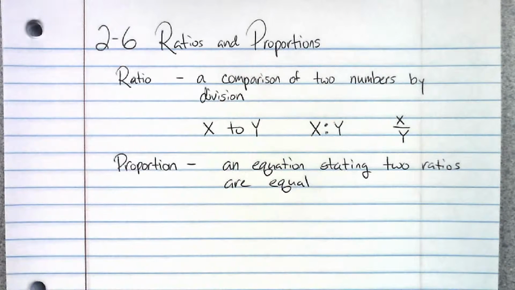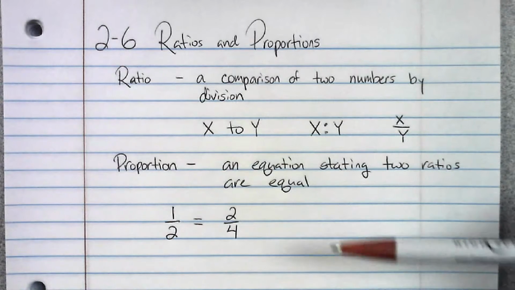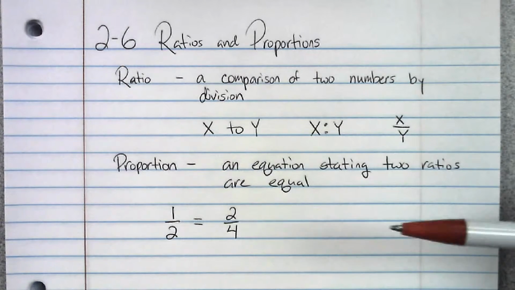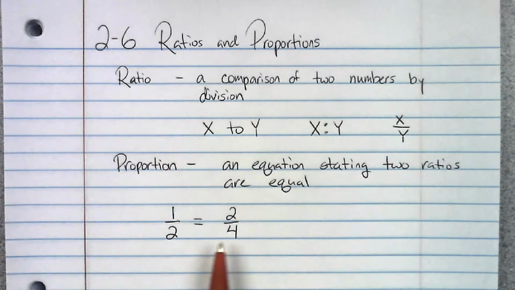A proportion is an equation stating two ratios are equal. So here's an example of a proportion. Now, hopefully you know that 1/2 is equal to 2/4. Now, unless something is glaringly obvious, such as this, the easiest way to test and see if ratios form a proportion, that is, the two ratios are equal, is by using cross products.